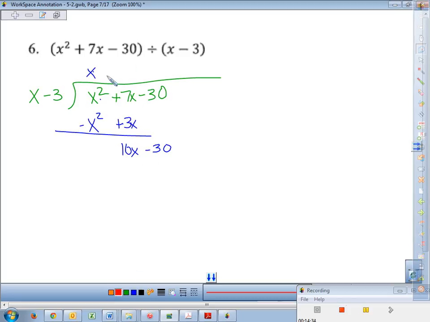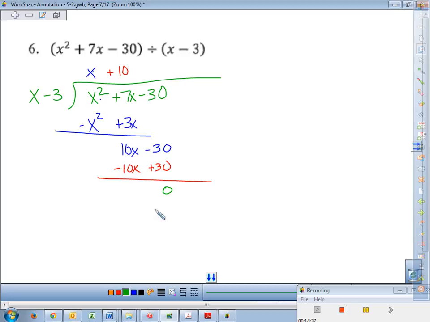What would you put right here? Plus 10. Then we multiply and do the opposite to bring her down. So then we'll take this plus 10 times x and get 10x, but I want the opposite of that and get a minus 10x. And then 10 times negative 3 is a negative 30. I want the opposite of that, and I'll get a positive 30. And I realize that my remainder is how much? 0.